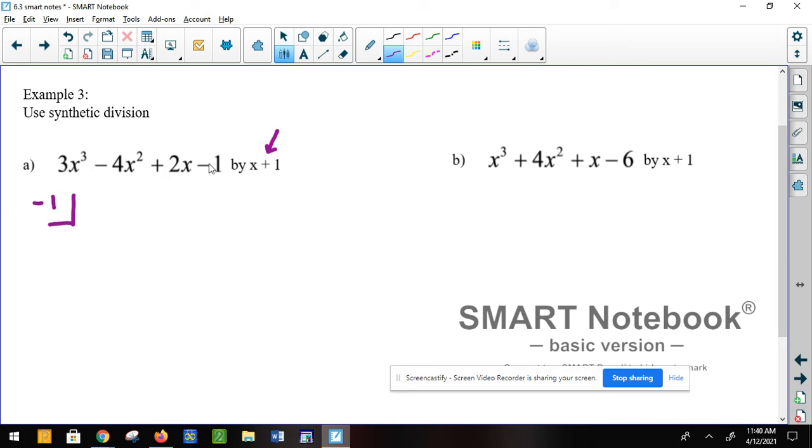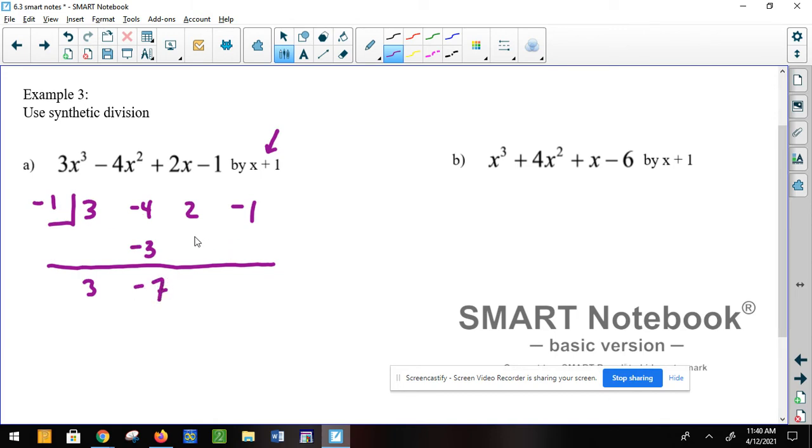Now we're going to list out the coefficients and the constant. Only numbers. So 3, negatives count, so negative 4, 2, and then negative 1. Then you're going to put a line underneath, leaving yourself enough room to put a number above that line and below that line. The first thing you do is just drop the first number. So that 3 drops down. Negative 1 times 3 is negative 3. Now you add down. You're not subtracting, you're adding. Negative 4 plus negative 3 is negative 7.